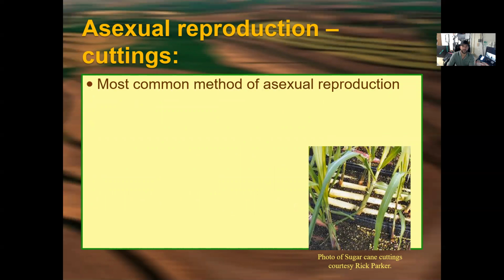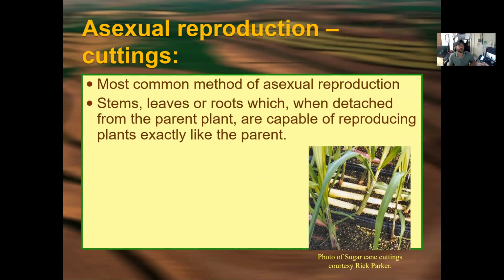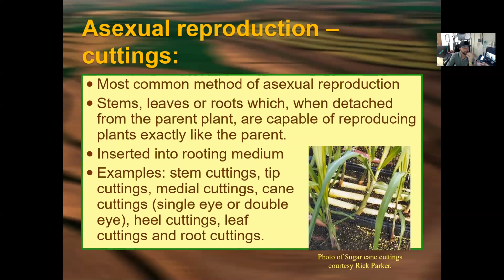Now, asexual reproduction by cuttings. This is the most common method of asexual reproduction, using stems, leaves, or roots, which when detached from a parent plant are capable of reproducing plants exactly like the parent. They are inserted into a rooting medium, and examples are stem cuttings, tip cuttings, medial cuttings, cane cuttings, heel cuttings, leaf cuttings, and root cuttings.